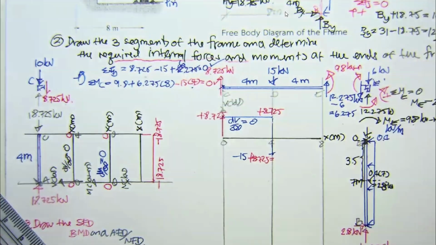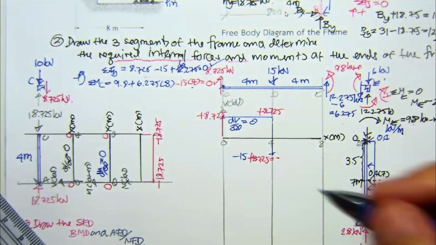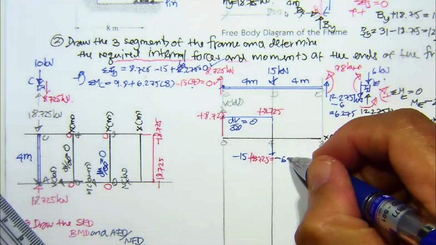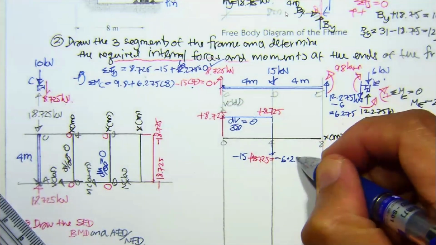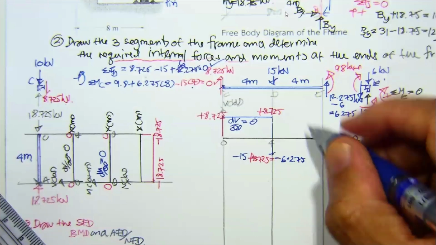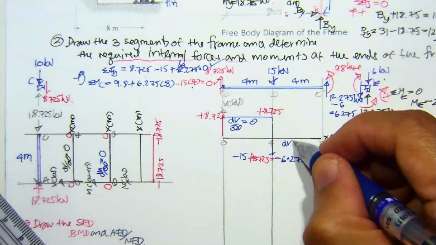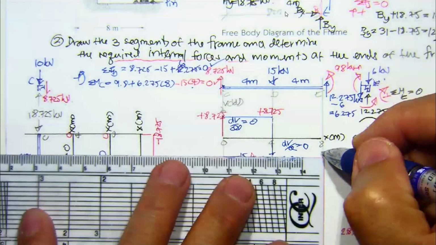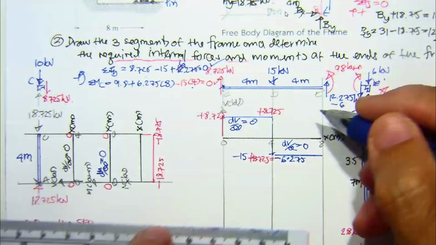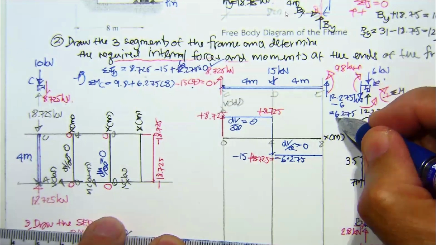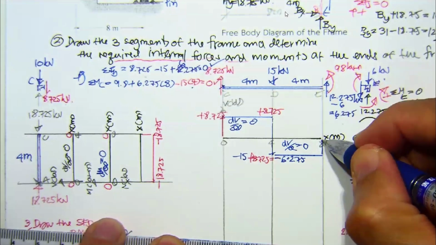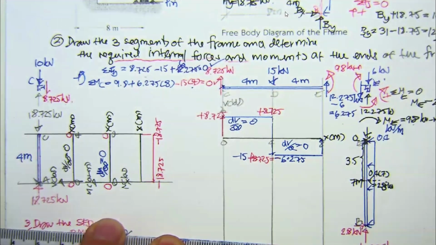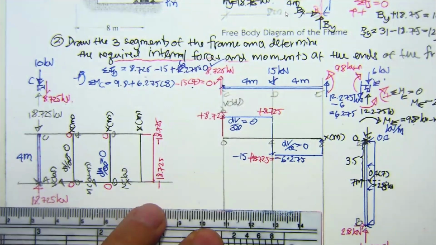As you can see, this is going to be negative 6.275, and W is 0. dV by dx equal to 0. This is constant. And over here, upward force, close it. That's going to be your shear force diagram of the beam.